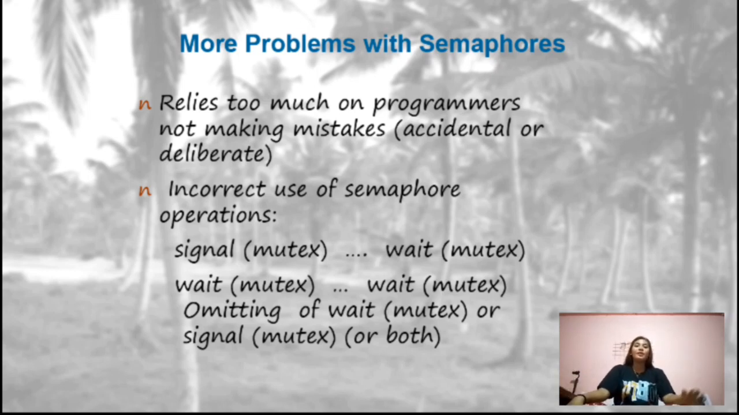In this slide, we will see a number of classical problems of synchronization as examples of a large class of concurrency-control problems. In our solutions to the problems, we use semaphores for synchronization, since this is the traditional way to present such solutions. However, actual implementations of these solutions could use mutex locks in place of binary semaphores. These problems are used for testing nearly every newly proposed synchronization scheme.